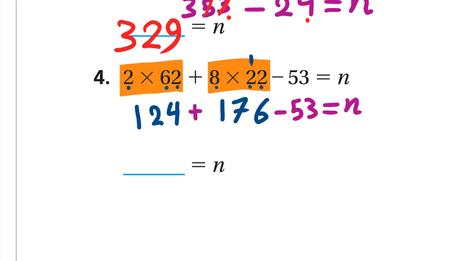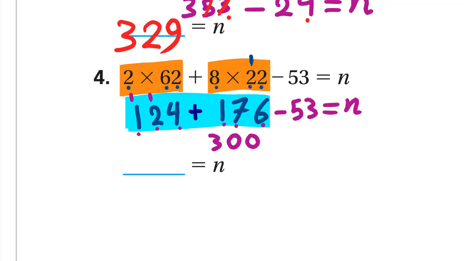So now let's add, then subtract, because here we have addition and subtraction. We'll do it from left to right. Okay, so 124 plus 176. 4 plus 6 is 10, so 0, 1 up. Now 1 plus 2 is 3, 3 plus 7 is 10 again, so 0, 1 up, 1 plus 1 is 2, 2 plus 1 is 3, so it's 300 minus 53 equals n.